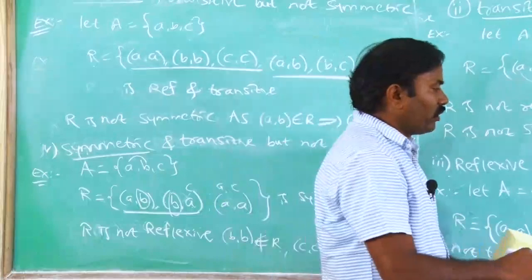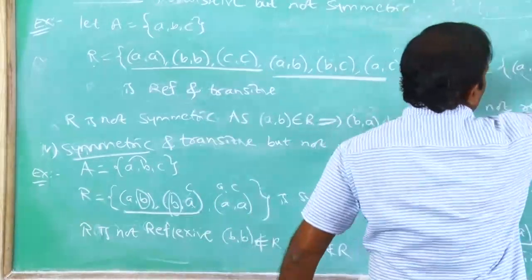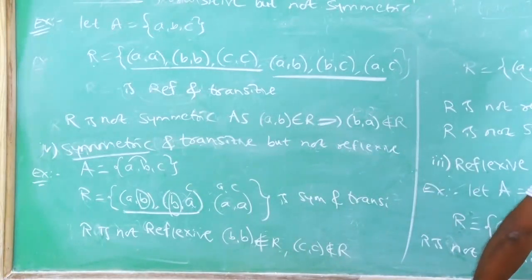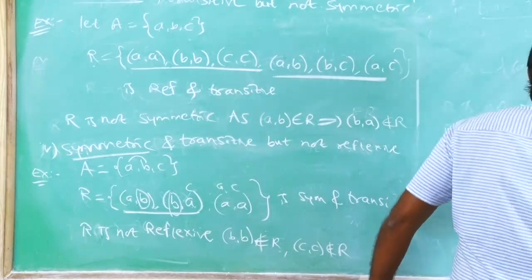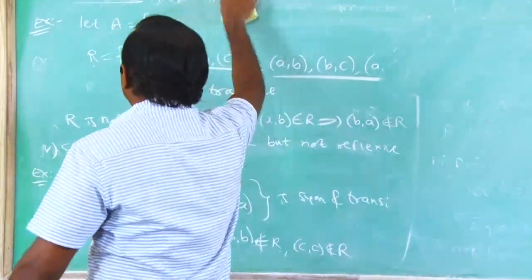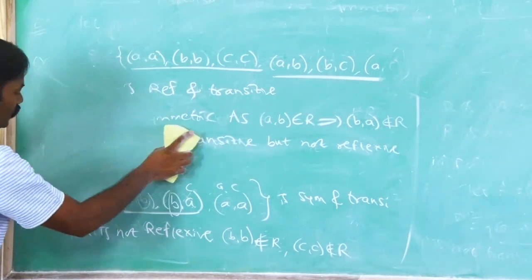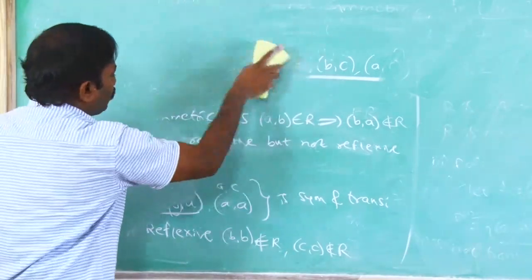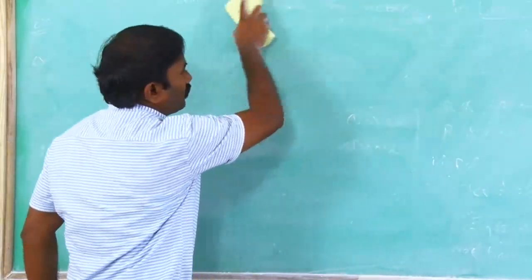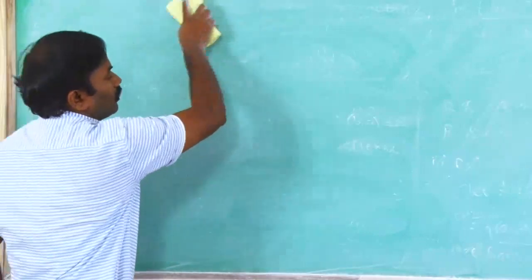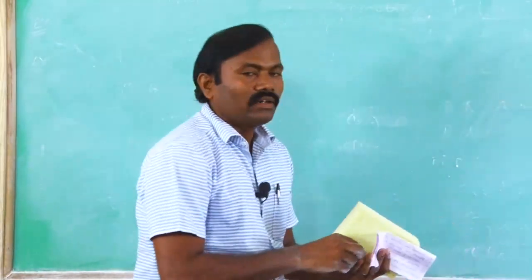Now take the remaining problems on relations. All these are important examples. To solve the problems on relations, first of all, we should remember all the types of relations. Otherwise, we cannot solve the problems on relations. So take the remaining problems on relations.